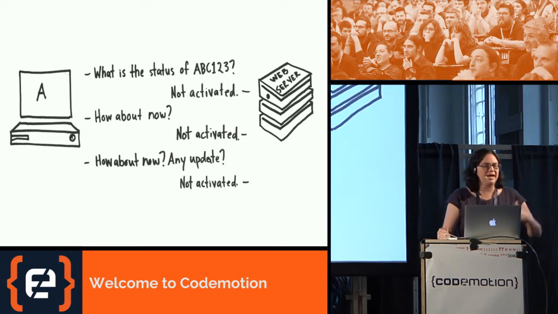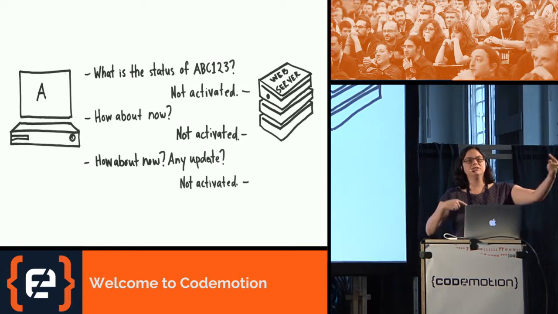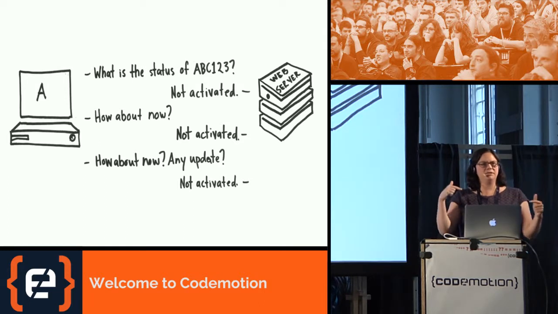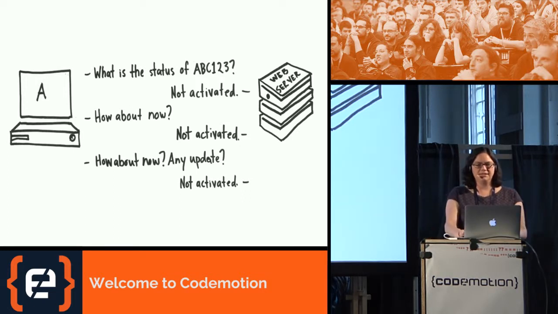So it says, hey, what's the status of ABC123? And your service is like, not activated. And you're like, okay, how about now? Not activated. How about now? Not activated. So it's doing this maybe every 5 seconds or something like that, long enough to give the person a chance. And it's polling in the background.